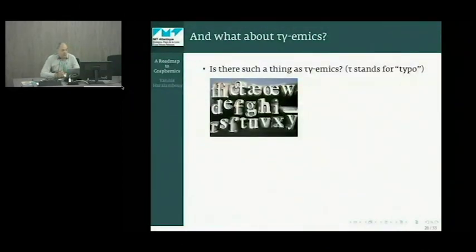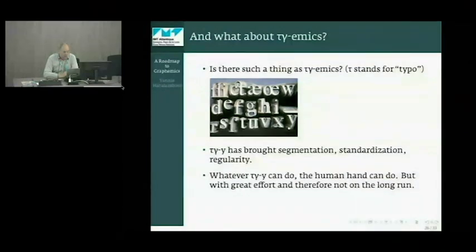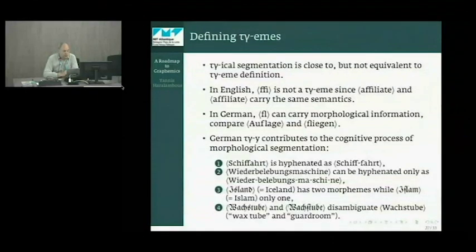And finally, final question, can there be such a thing as typographemics? So typography has brought segmentation, standardization, and regularity. Of course, what typography can do, the human hand can do, but it's not always easy. And it makes sense to study typographemics as a special case of graphemics. And here I have some examples where typography gives more linguistic information than the handwritten version.